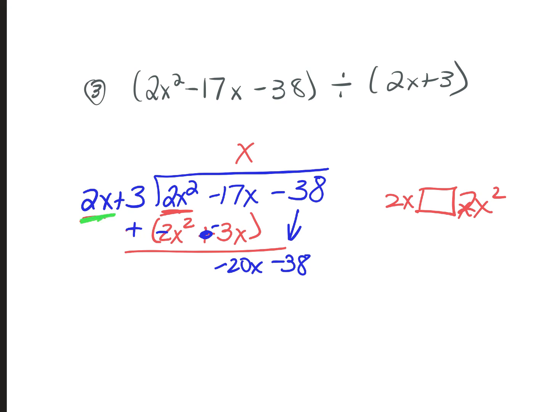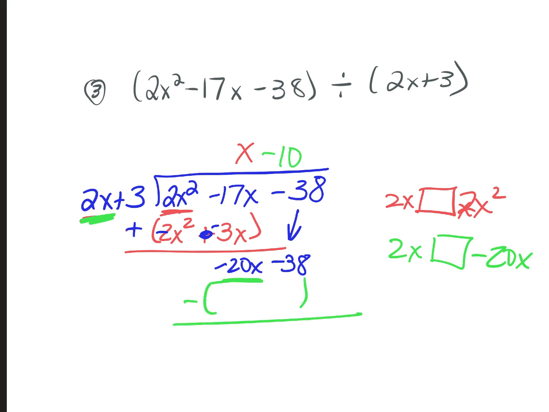First term, 2x, into negative 20x. So 2x times what gives me negative 20x? Negative 10. Good. So minus 10. Get your subtraction set up. Negative 10 times 2x is negative 20x. Negative 10 times 3 is minus 30. What do we do? Distribute, distribute, distribute. Negative 38, positive 30.